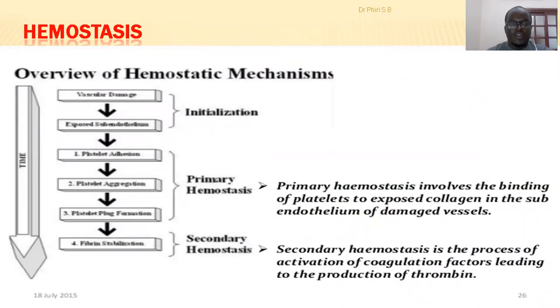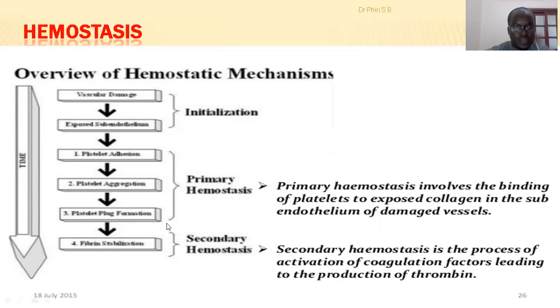This is just the general overview of the hemostatic mechanisms that we've already discussed. The first stage is vascular damage, which results in exposed subendothelium tissue. These two are called initiation of hemostasis. Once you have vascular damage resulting in vascular spasm, there will be exposure of the subendothelium. Once you have exposure of the subendothelium, it will activate the platelets. That will bring about platelet adhesion. Then you have platelet aggregation that will form the platelet plug.